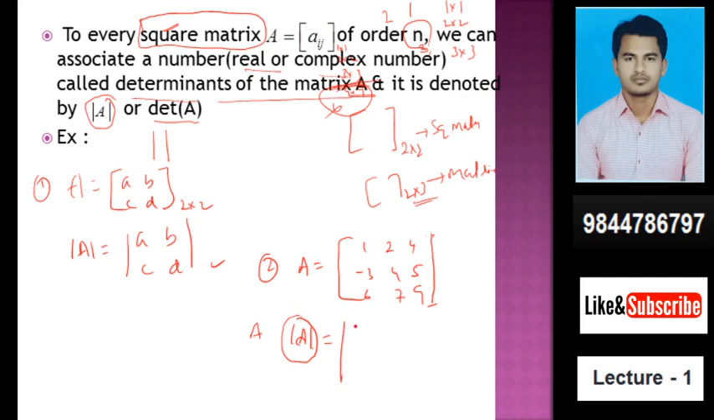So symbolically 1, 2, 4, minus 3, 4, 5, 6, 7, 9. This is our determinant of A.